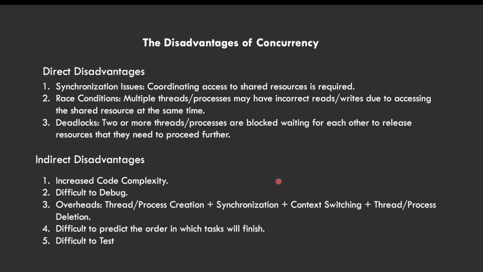The next is, it is very difficult to test. Even if you write unit tests, it is very difficult to test concurrent code in real time, right? By real time, I mean when it is executing. So these are all the direct and indirect disadvantages of concurrency.